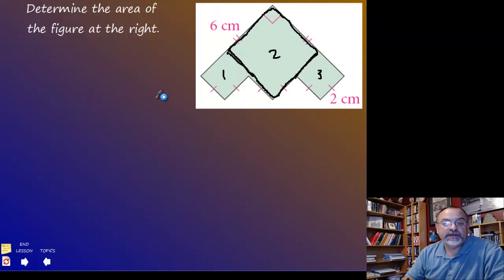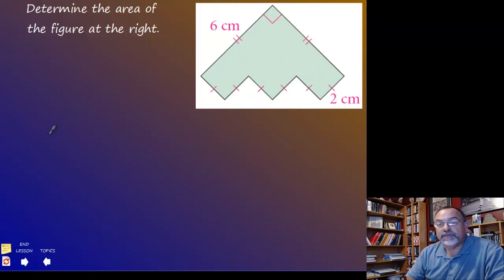But the idea here is, if it's a shape that's not a circle, square, or rectangle, but a combination of those shapes, you simply need to divide it into 2 shapes or 3 shapes, and then do each one separately and add those together.